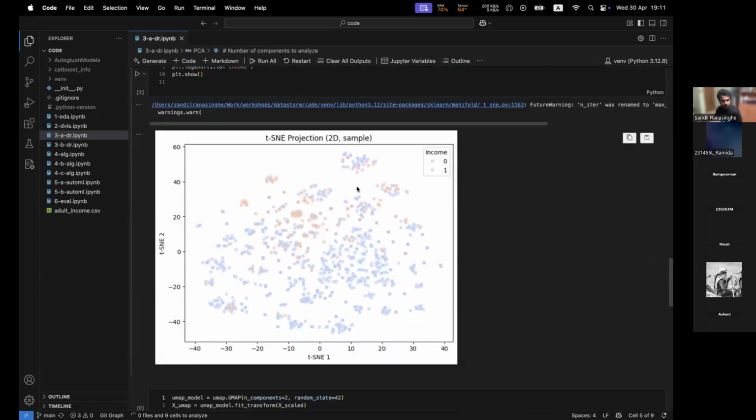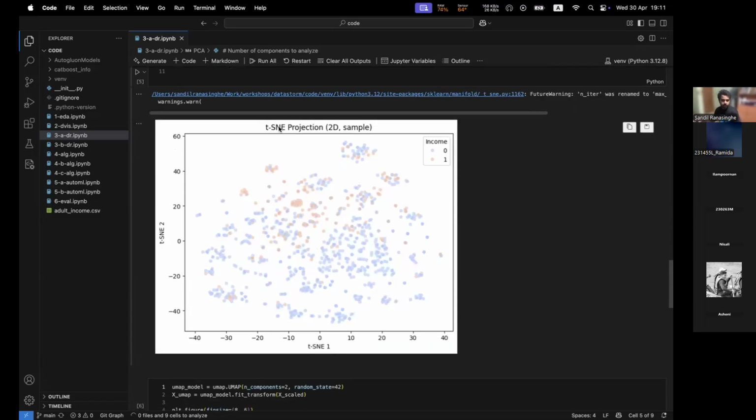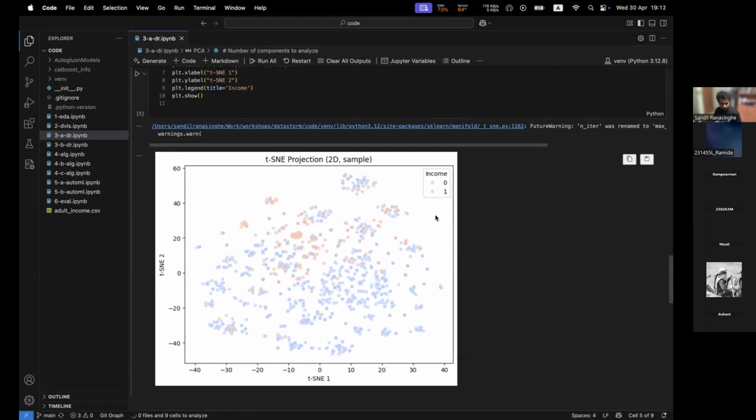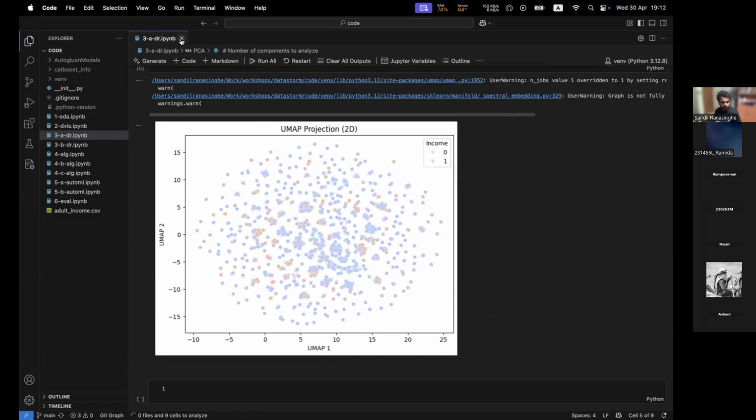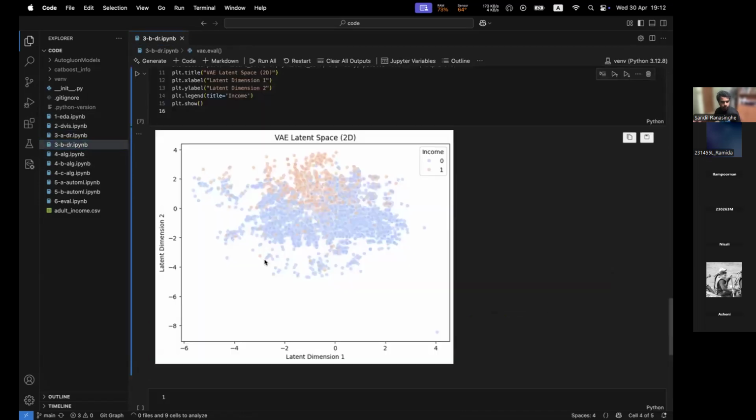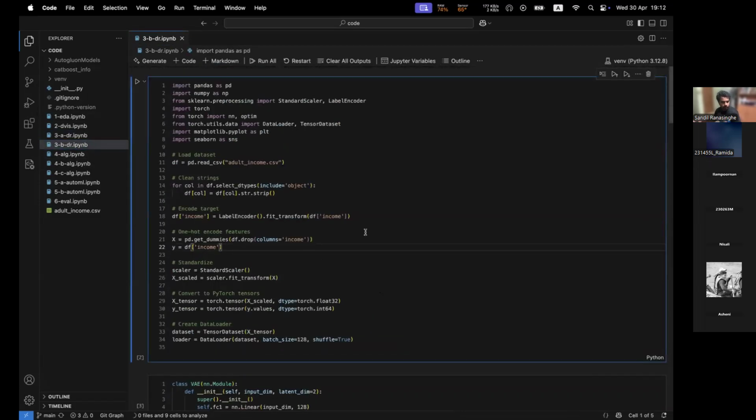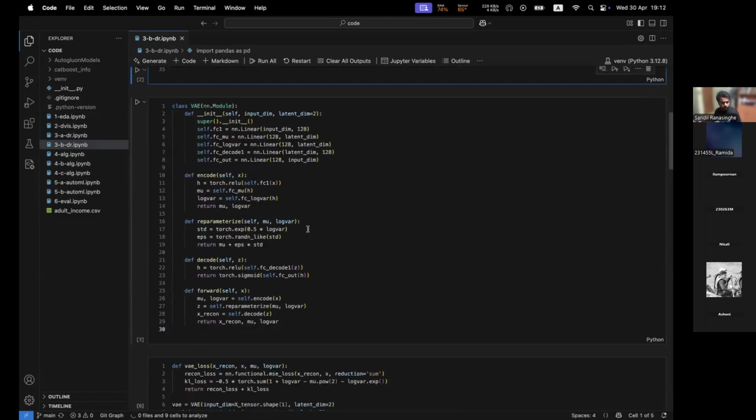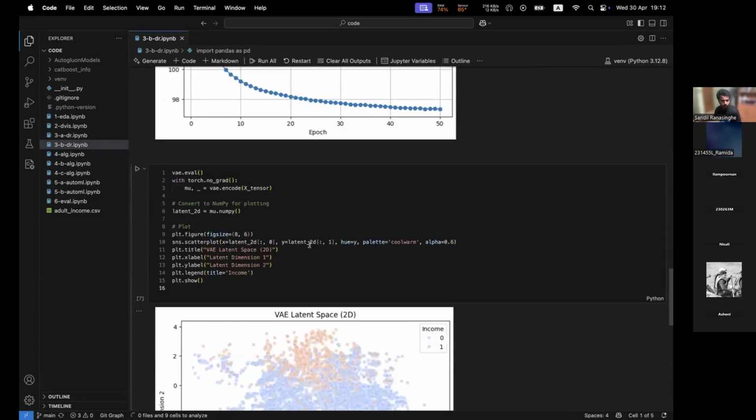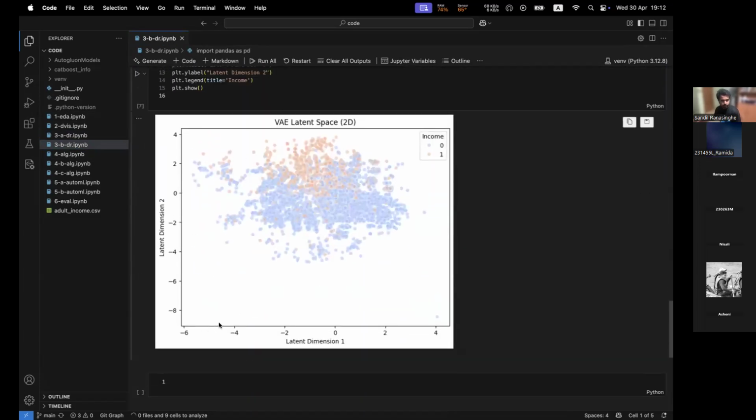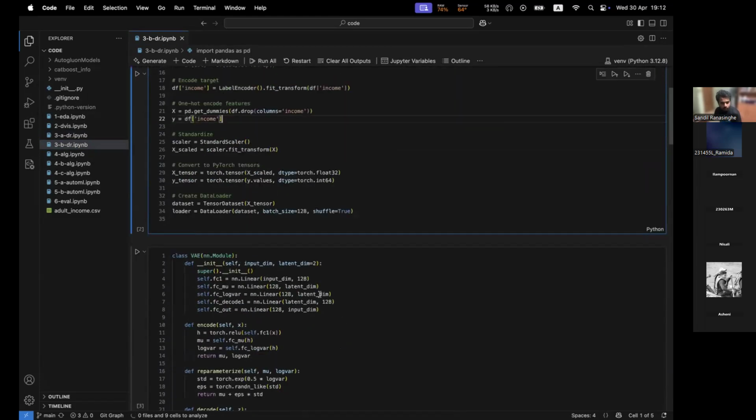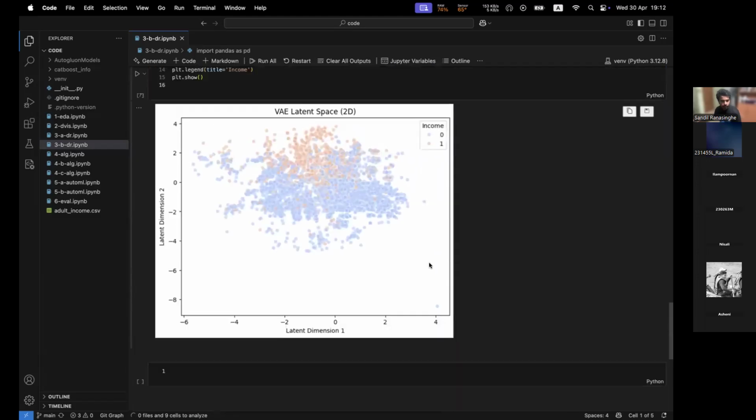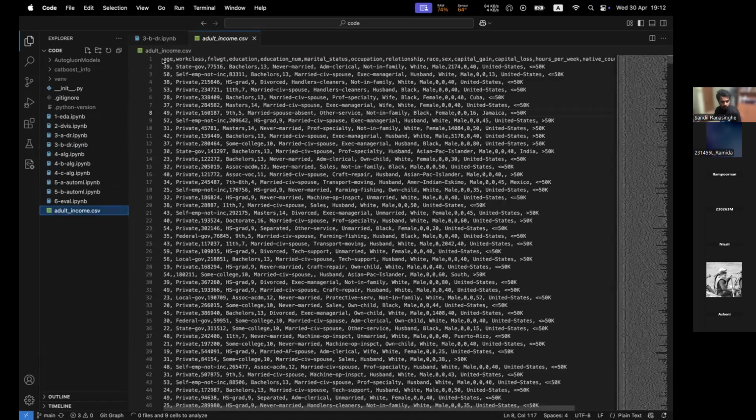There are other methods. So this is t-SNE. It's particularly useful if you're working with clustering. Then you have UMAP. I also want to show you the code of how you could do a variational autoencoder. Here you can see we've created two latent dimensions, I think. Essentially we've reduced these 15 columns into two dimensions over here.